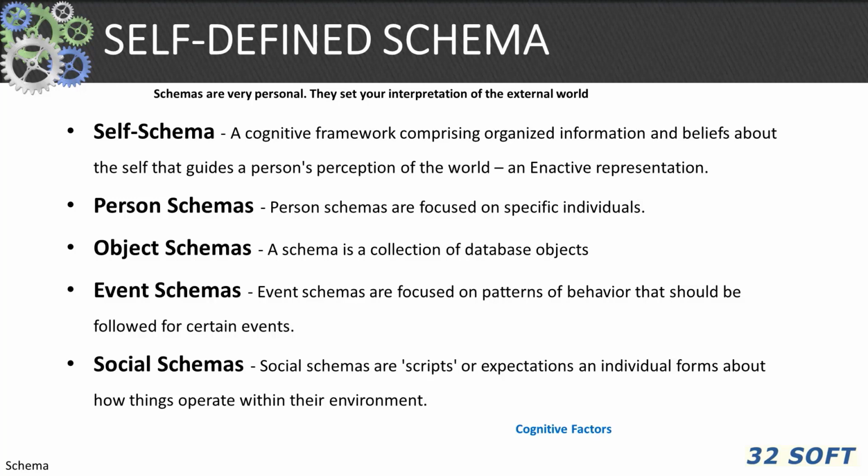As was pointed out by Bruner, schemas reside in the brain, so they are yours, personally, very individually. They are your interpretation of the external world. They determine how you do things, how you react, and what you are. Self-defined schemas consist of self-schemas, which are basically an organization of information, personal schemas about other individuals, objective schemas regarding objects, event schemas, and finally, social schemas, which are based on your expectations of other individuals.